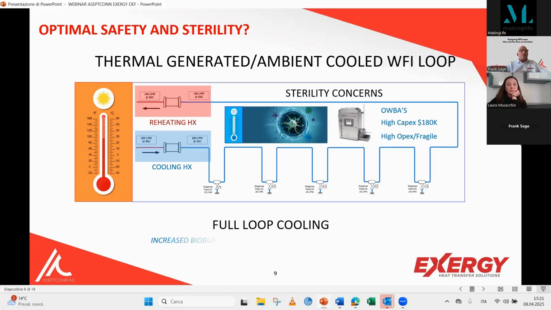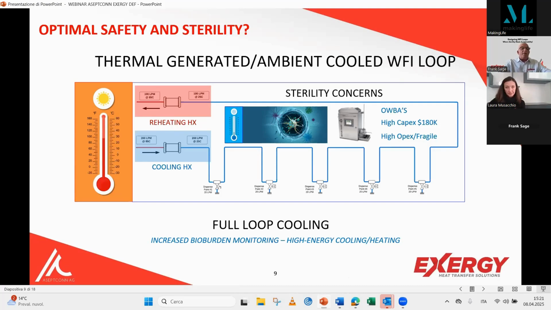The purchase, installation, and full qualification of these OWBAs is in the region of 180,000 euros. So these and many other issues must be considered or addressed when choosing where to install online water bioburden analyzers. Here are two of the most common considerations that a designer may need to look at if they choose to distribute WFI in an ambient loop.